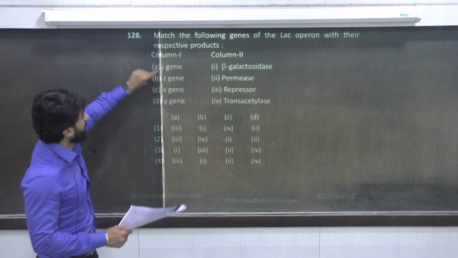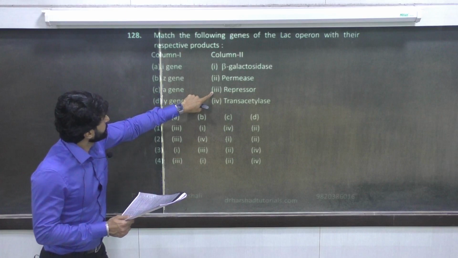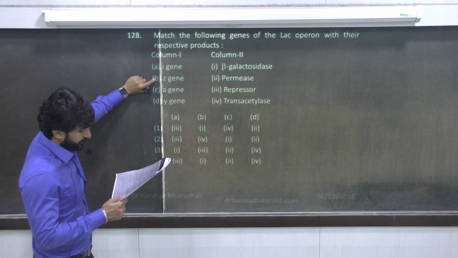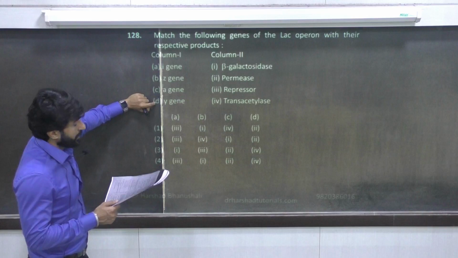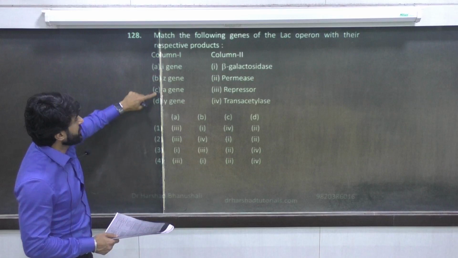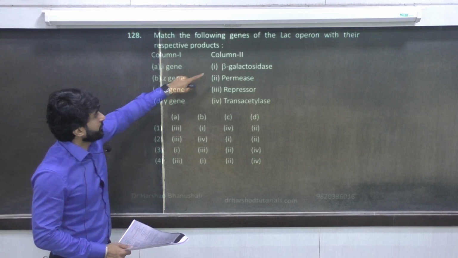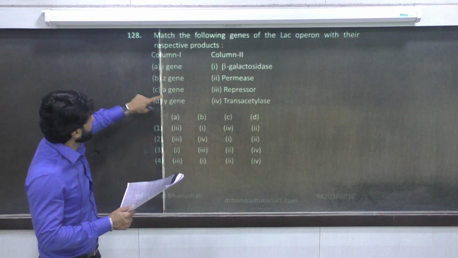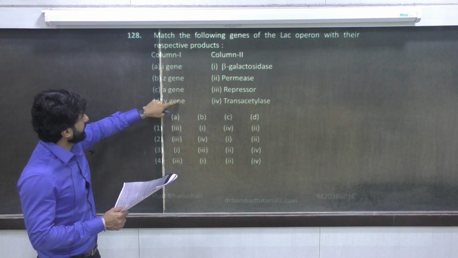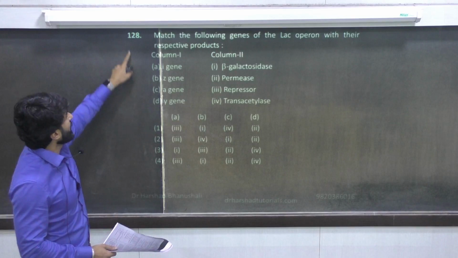So you have A matching with 3, you have B, that is your Z gene, matching with beta-galactosidase, you have C, that is your A gene, matching with transacetylase. You have the Y gene, which will be for permease. If you see your NCERT sequence, it is Z, Y, A with beta-galactosidase, permease, and transacetylase. So our match would be A with 3, B with 1, C with transacetylase, and D with permease. So the correct answer would be statement number 1. For question number 128, the answer would be 1.